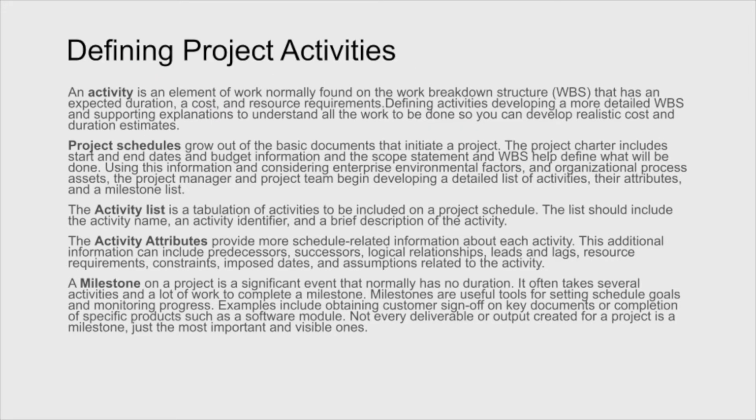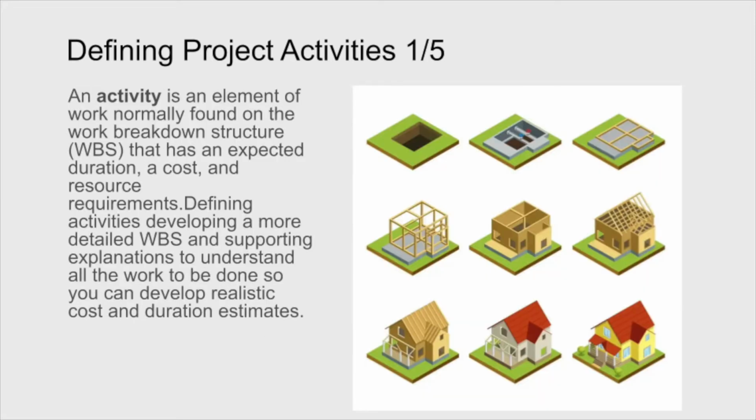An activity is a specific event that occurs during the project. And when we think about it, we really need to define some of the concepts around this term activity. First of all, let's look at the actual term activity. An activity is an element of work that's normally found on the work breakdown structure, and it has an expected duration, cost, and resource requirement.